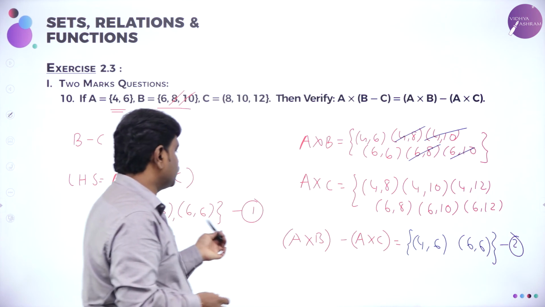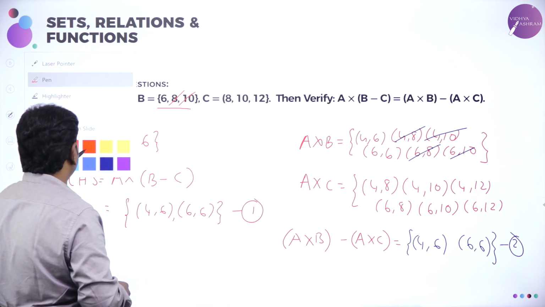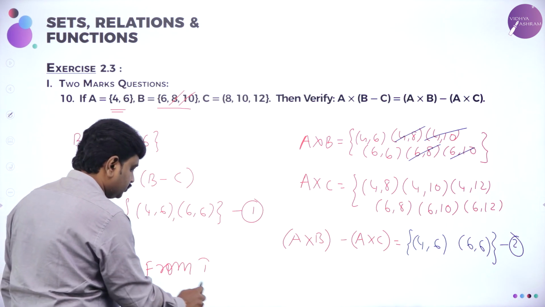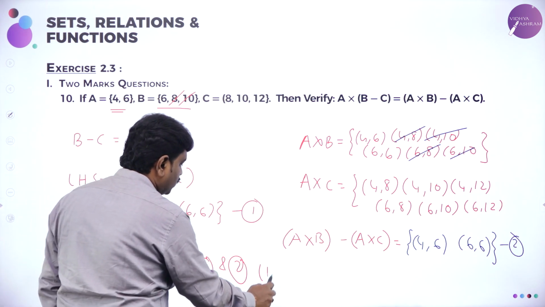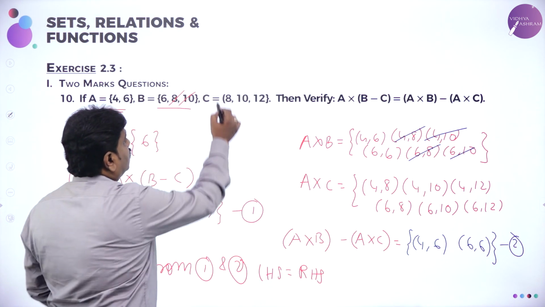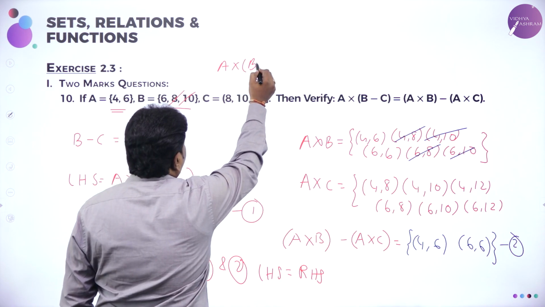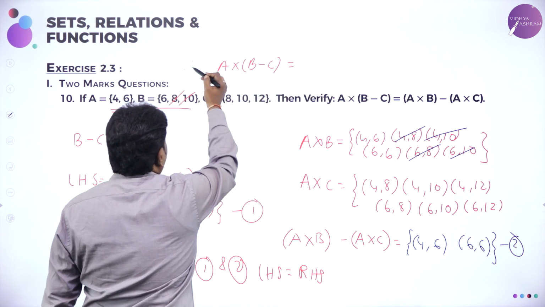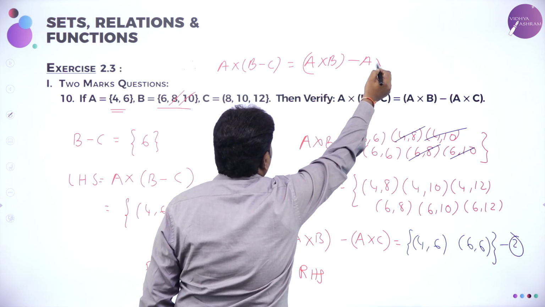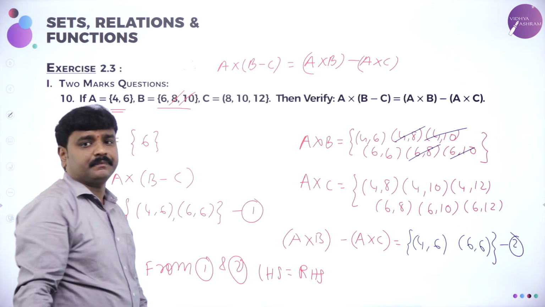So my dear students, observe 1 and 2. When you observe, 1 and 2 are the same. So from equations 1 and 2, LHS is equal to RHS, or you can say A cross (B minus C) is the same as A cross B minus A cross C. I hope all of you understood this.